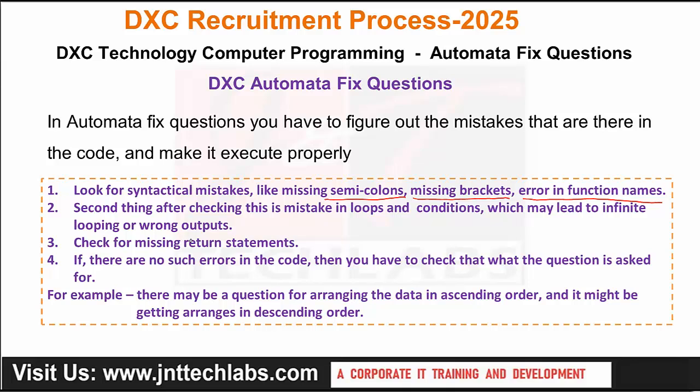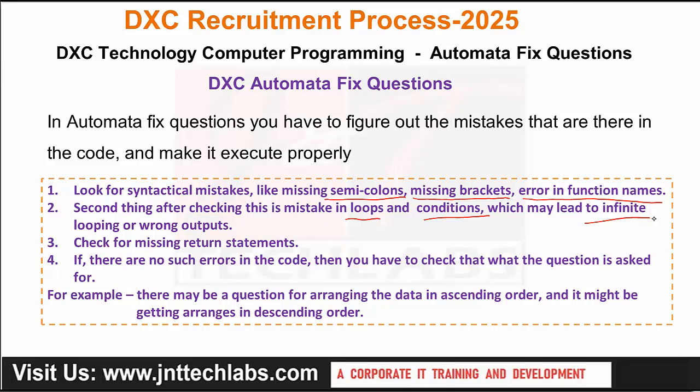Secondly, after checking that, look for mistakes in the loop conditions. Sometimes it may go into an infinite loop. If you are not giving the conditions, it will go into an infinite loop, or at that moment it will not get into the loop at all. Instead, the relation may be different. What relation are they expecting? You may not be giving that condition. So that is also one kind of error that may be there in automata fix.